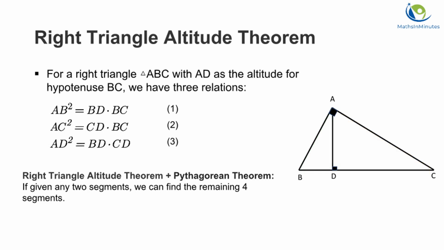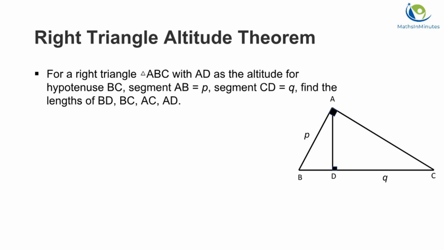In a right triangle with the altitude for the hypotenuse, if we are given any 2 segments, we can find the remaining 4 segments using right triangle altitude theorem and Pythagorean theorem. For example, if we are given the lengths of AB and CD, how do we find the lengths of the remaining 4 segments?